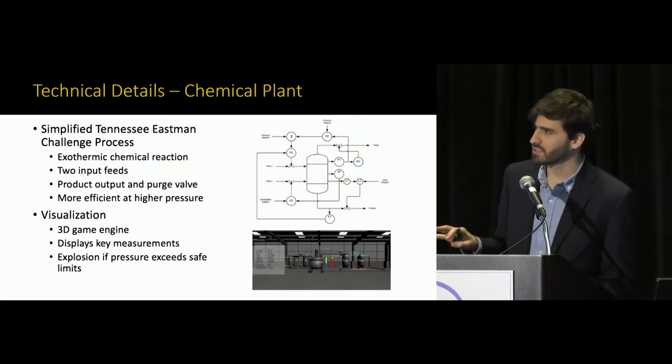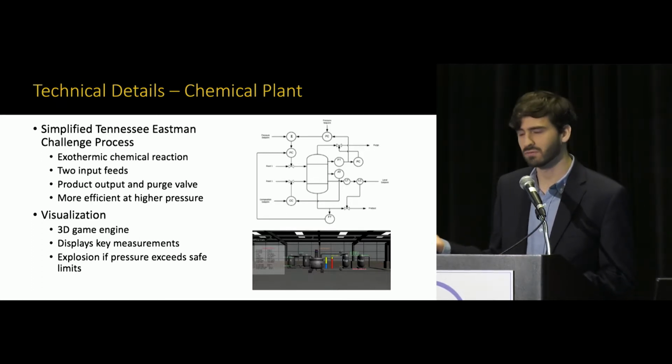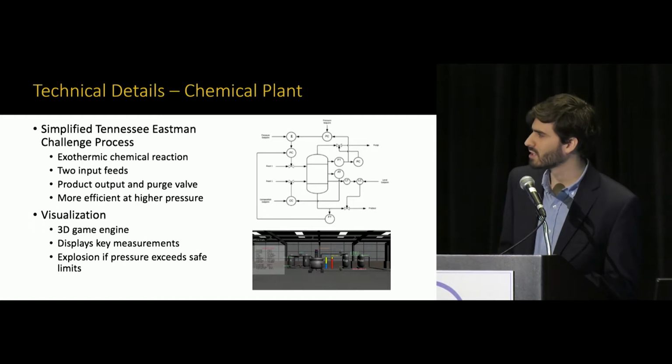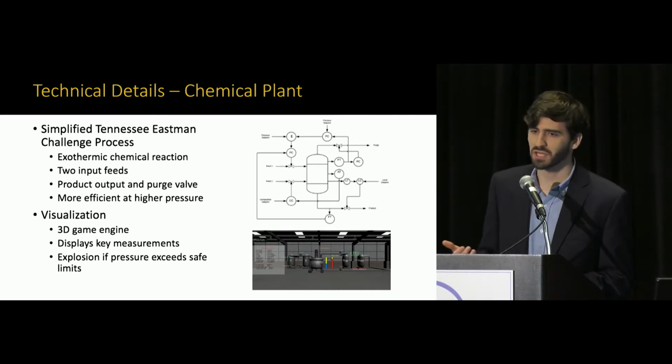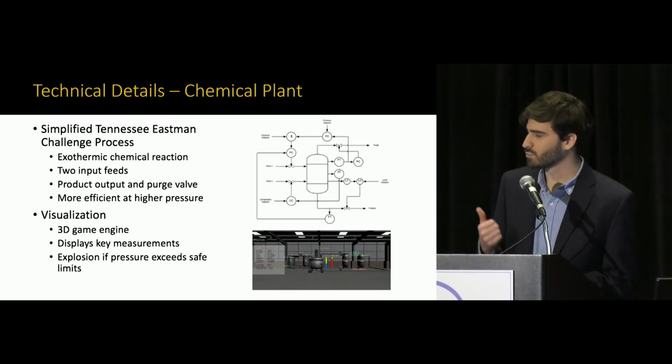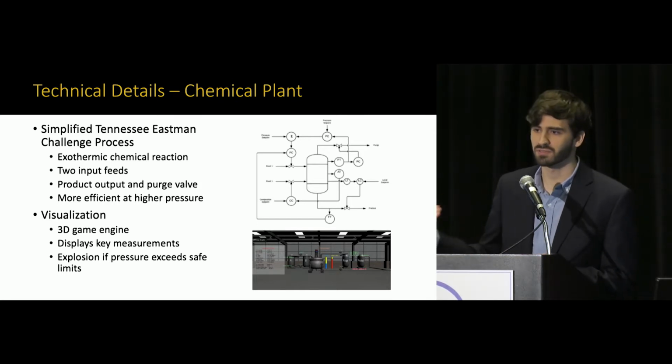So the chemical simulation that we had is actually taken from the simplified version of the Tennessee Eastman challenge process. It's a paper published in like 1990, I believe. Just a chemical simulation challenge: it's more efficient at high pressure, but then you have to balance that need with keeping the pressure below the safety limit.